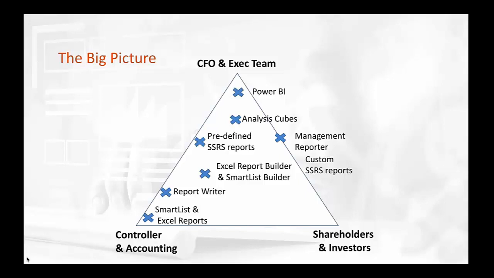One angle to look at where things fit is to understand the stakeholder view. And so here we think about, on the bottom left corner, controller accounting, we think about shareholders and investors, and we think about the CFO and the executive team. And within Dynamics GP, we've got things like Smart List and Excel reports, and those are great for controller and accounting. There's the report writer or the out-of-the-box GP reports, which again are really aligned to the accounting group. We've got the Excel report builder and Smart List builder. Again, a little more advanced than just plain Smart List, letting us define our own views. Again, we're sort of getting up the value chain with those.